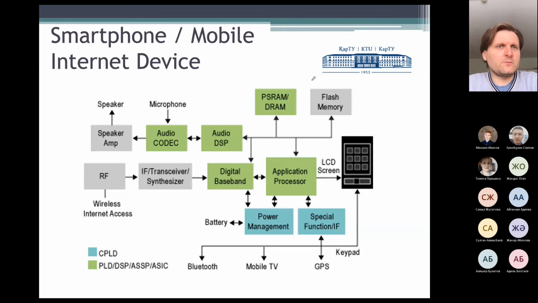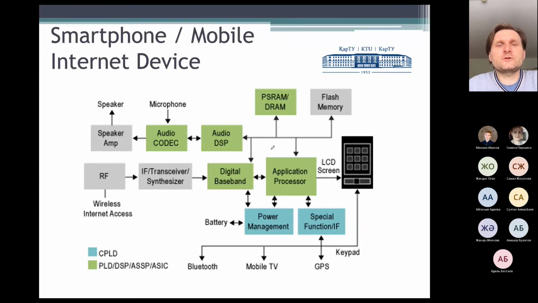FPGA. Also in smartphones, mobile internet devices, in professional systems, smartphone is sometimes called a mobile internet device. It's a special name. In that system, very often the manager of the whole structure relies on an FPGA or on a CPLD or FPGA and CPLD.